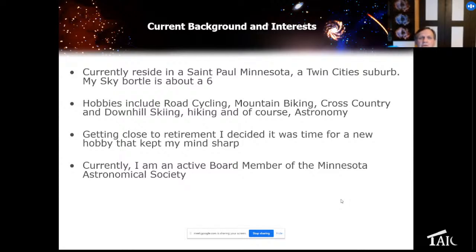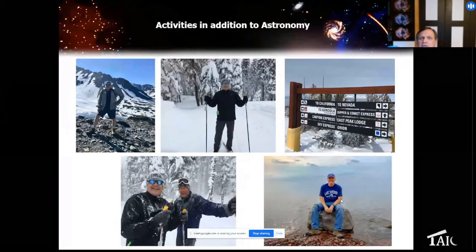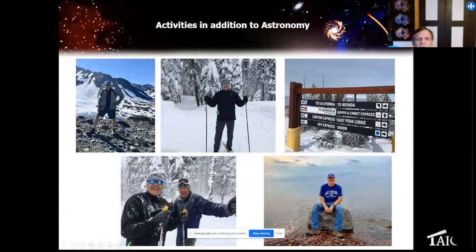And here are a few pictures. In addition to astronomy, up here I'm hiking in Alaska in the mountains. I love to go to Lake Tahoe to do cross-country skiing. I downhill ski out in Lake Tahoe. This is me and my brother-in-law skiing in a snowstorm in Lake Tahoe.